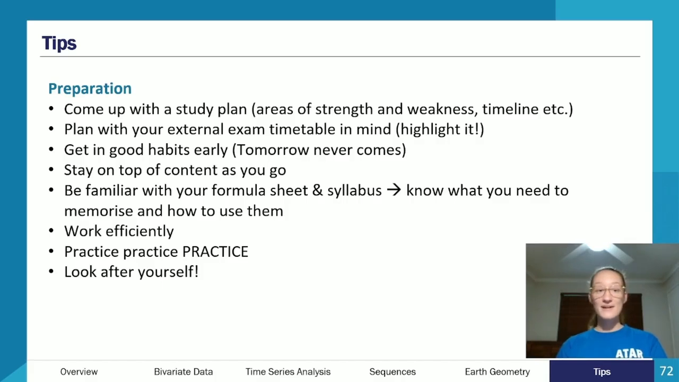The best time to start studying was at the start of the year, but the second best time is today.